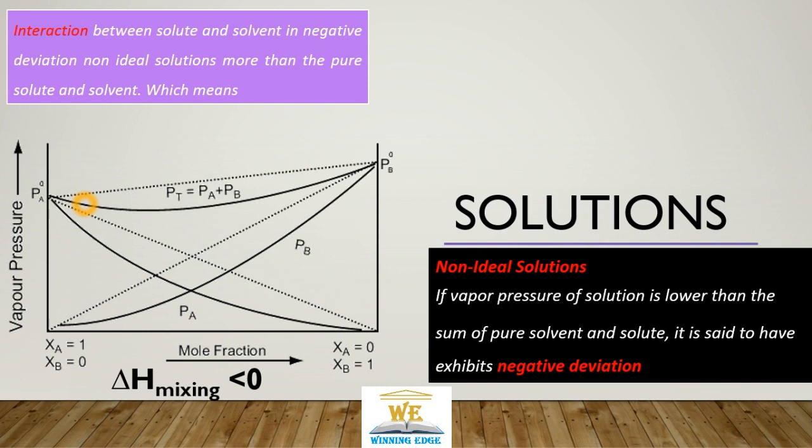Even in that case, delta H mixing is less than 0, delta V mixing is less than 0. As we know, it's opposite to positive deviation. Phenol and aniline mixtures are the examples. That's what we saw. This is ideal, but our solution will always behave lower than the total components summation.